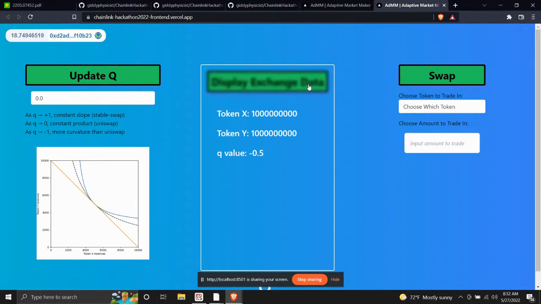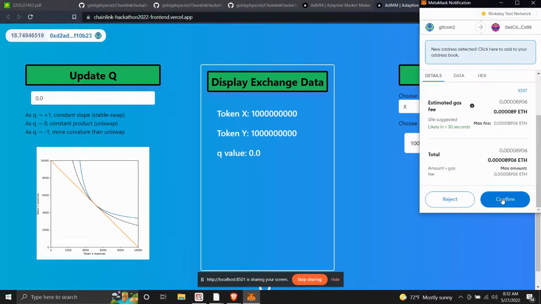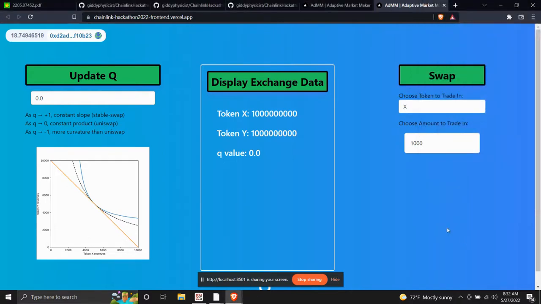Now that that went through, I can hit display exchange data, and you can see that the q value updated. So now what happens if we want to make a swap? Here we can choose which of the tokens we're going to swap, choose the amount, just throw something in and hit swap. Brings this up. Just to note, this is not actually doing ERC20 token swapping.